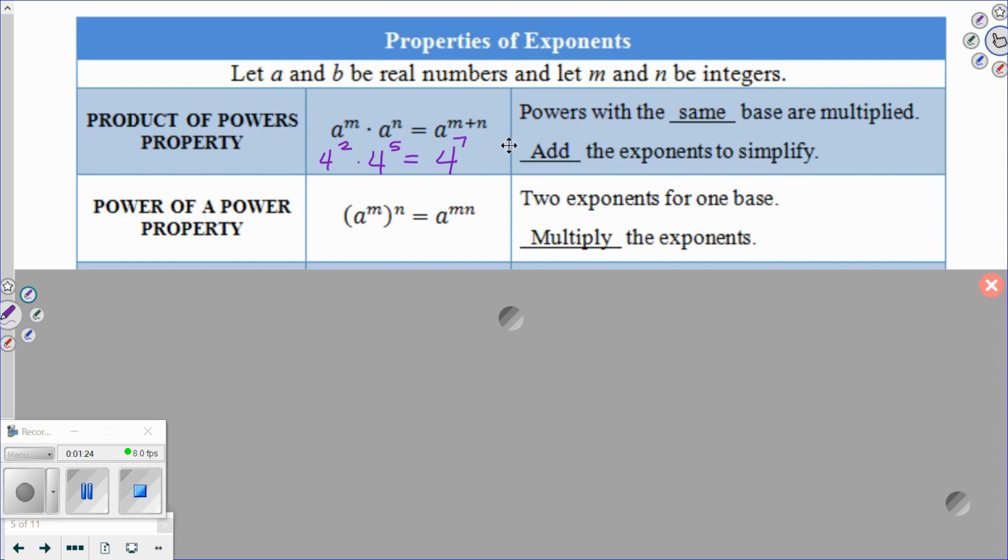All right, power of a power. Normally when you see a number outside of a parenthesis, what do you usually do with that number? You multiply, right? You would distribute that throughout your parenthesis. Same kind of idea, it multiplies, right? It just comes in and multiplies by that exponent.